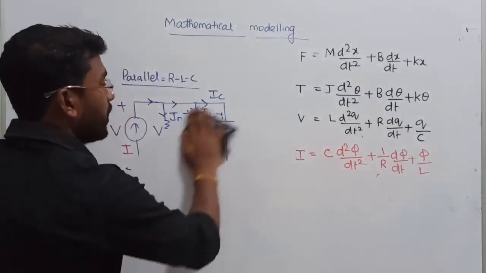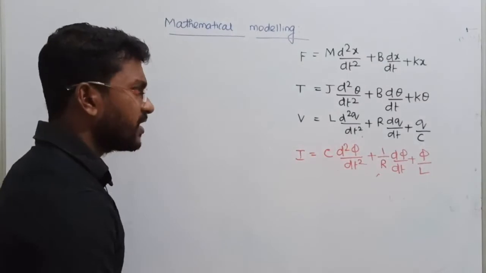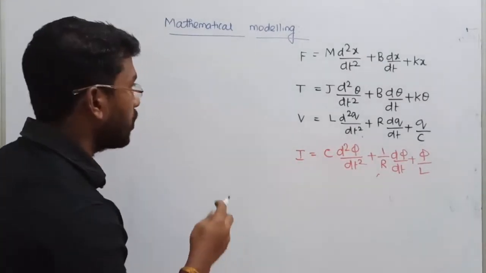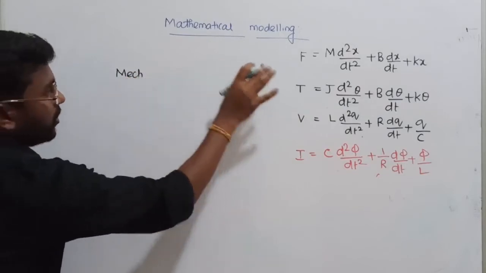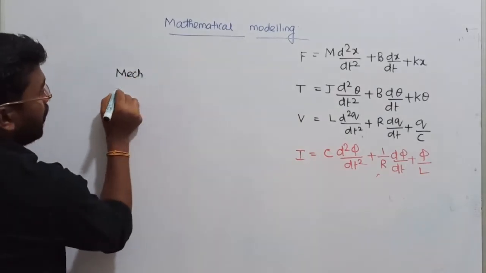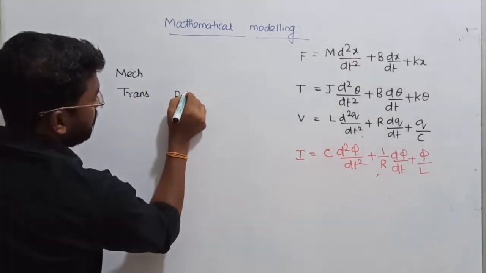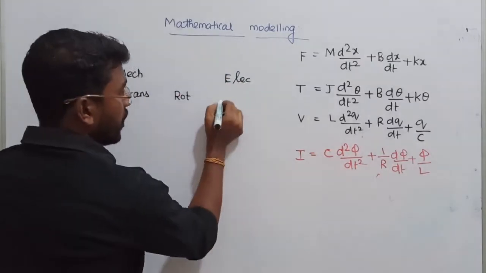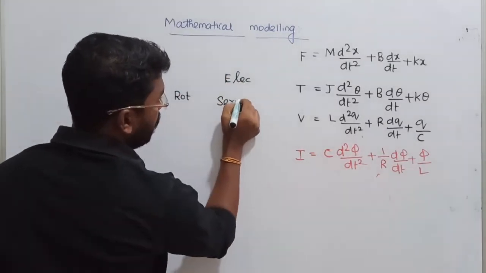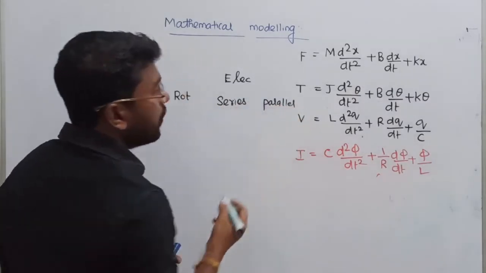So let me make the box once again such that you will get a clear idea. Already what I have done, I have just given the relation. Let me take the mechanical system once again, just to remember these four equations. In mechanical we are going to consider the translational system and then the rotational system, and then the electrical domain. In the electrical domain we are going to consider the series RLC circuit and then the parallel circuit. Let us see the relations between the various systems.